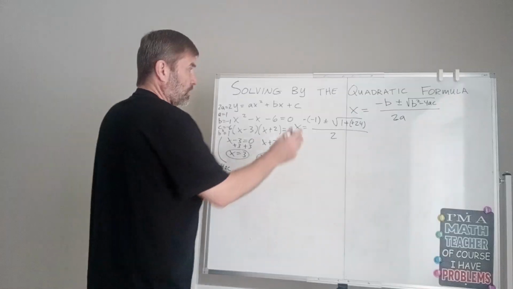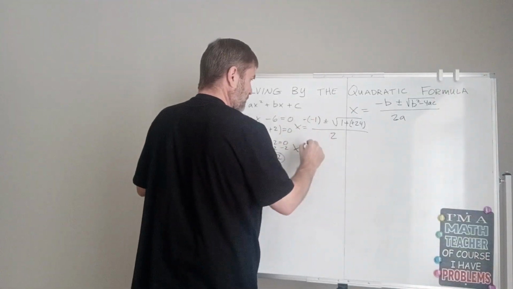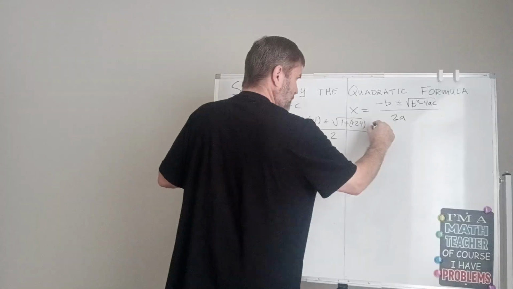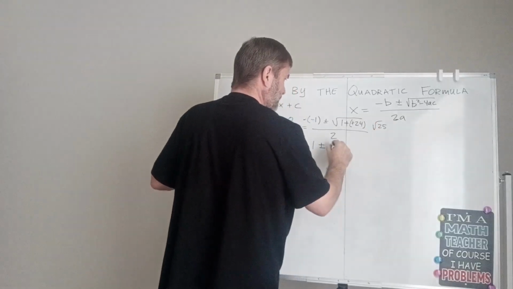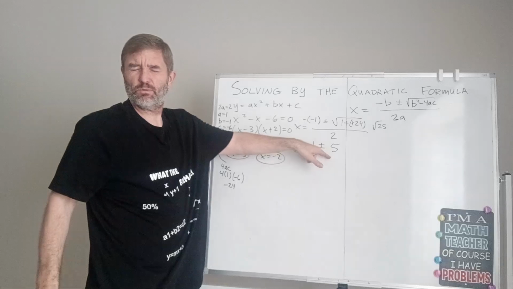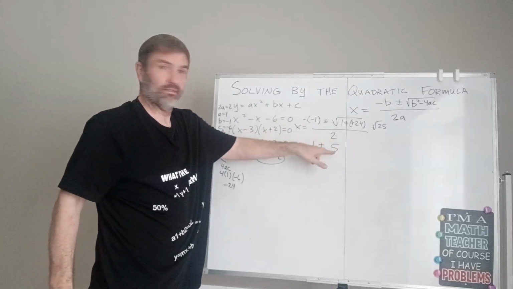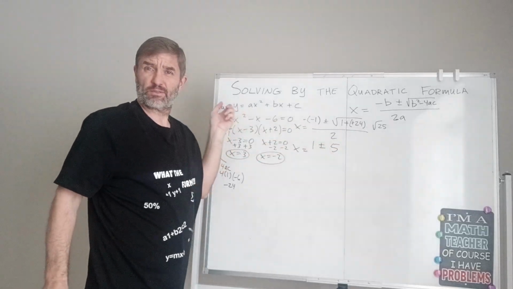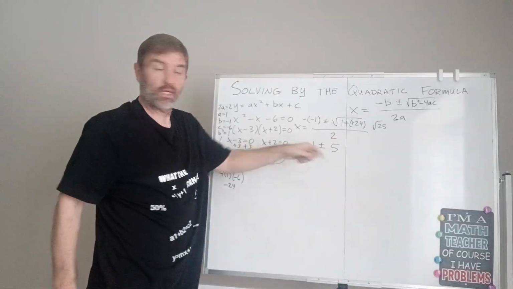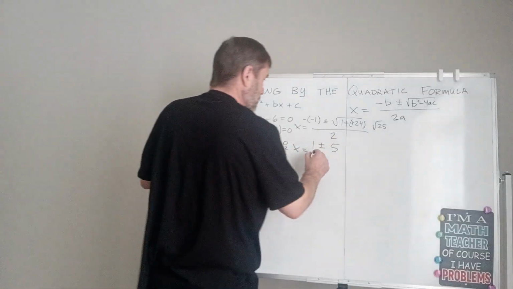Okay, so when we simplify this, we got negative negative 1, that's 1, plus or minus 1 plus 24 is the square root of 25, right? What's the square root of 25? 5. Now, when this simplifies to a perfect square like this, then you knew that this was factorable. If this is factorable, this should always simplify to a perfect square, okay? Of course, it won't always be factorable, so that won't always happen.